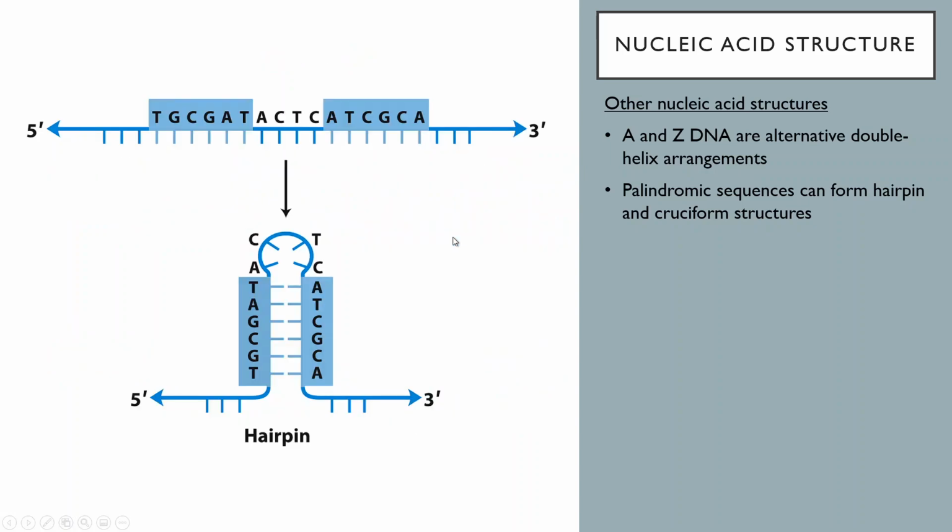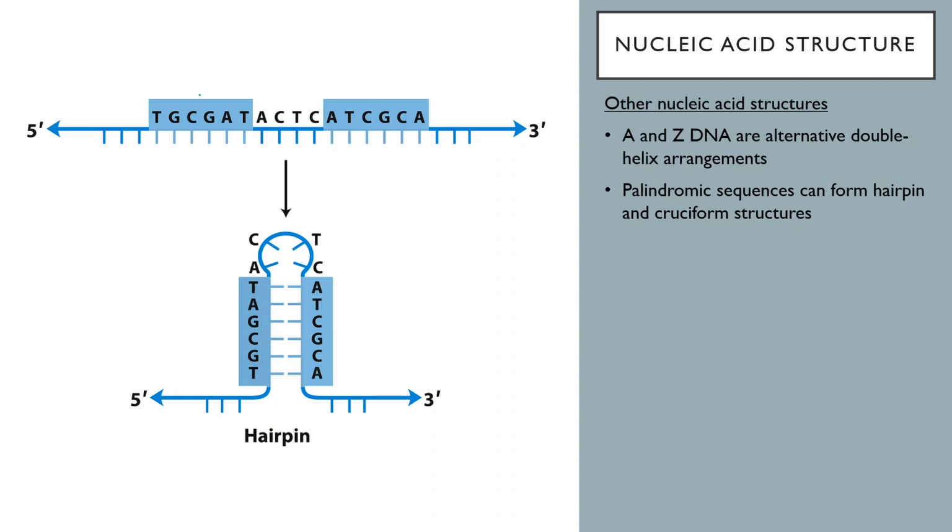So these palindrome sequences are unique because they can form what are called hairpin structures. Because the 5' end of a palindrome sequence is the same as the 5' end of the other strand, that means the 5' end of a palindromic sequence is complementary to the 3' end of the same sequence. So again, this is a palindrome sequence.